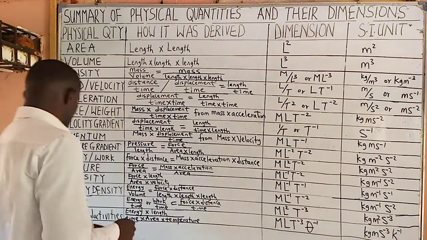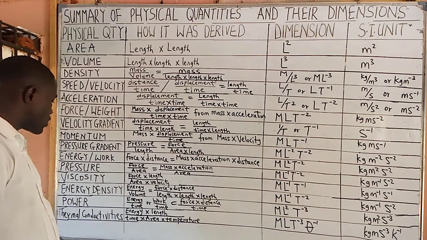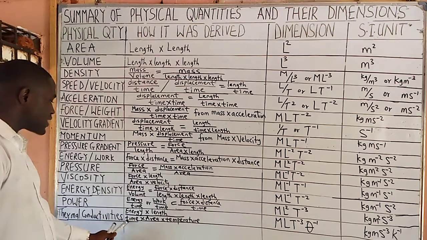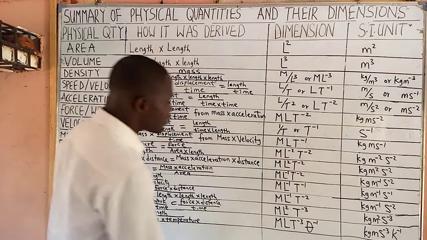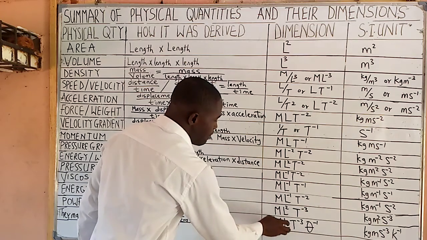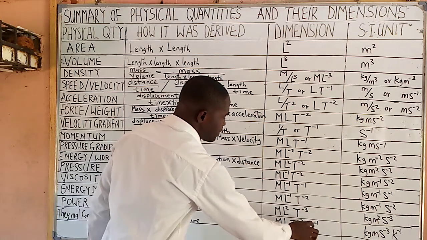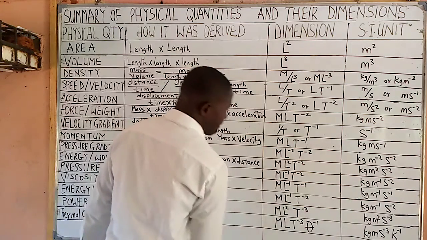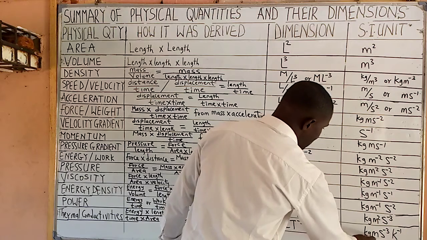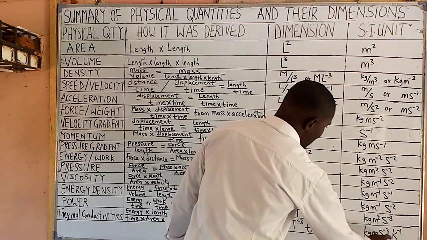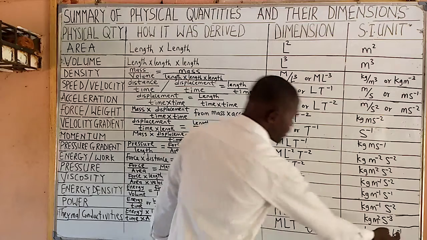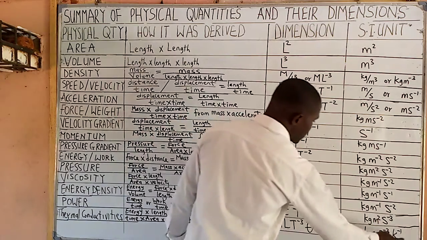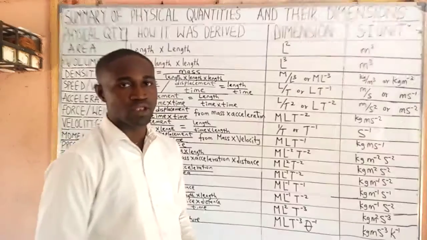You have it. Then we have thermal conductivity. Thermal conductivity is energy times length all over time times area times temperature. The dimension will now be MLT raised to power minus 3 theta raised to power minus 1, because the dimension of temperature is theta. Then the unit will be kilogram meter second raised to power minus 3 and Kelvin raised to power minus 1. Kelvin, because that is the SI unit of temperature.